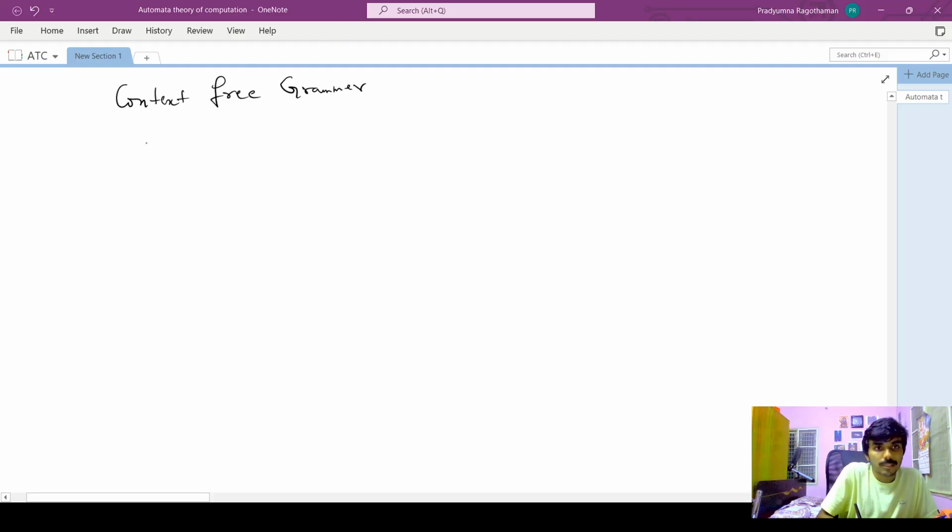So we represent a context free grammar as the set of variables, the starting variable, the set of alphabets that is used in the language, and finally the rules of the grammar.